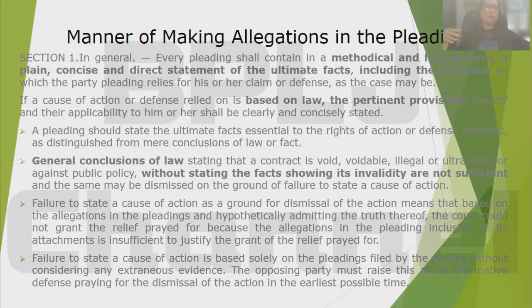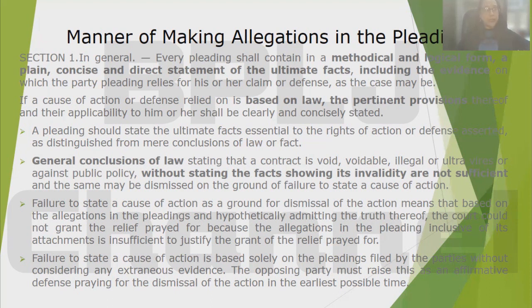Including the evidence. Now, the rules require the pleader to state not only the basic allegations of the cause of action, but also the evidence. That is the reason why under the new rules, the pleader must attach to the pleading, especially if it is an initial one like the complaint, the judicial affidavit of the witnesses. A pleading should also, if a cause of action or defense relied on is based on law, clearly and concisely state the pertinent provisions of the law and their applicability to him.